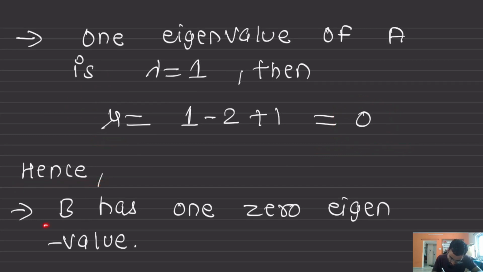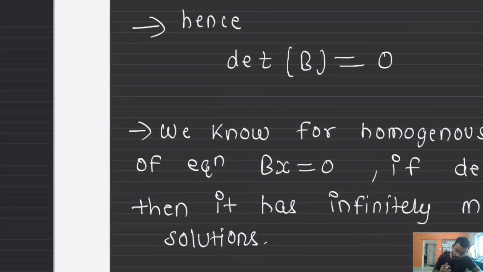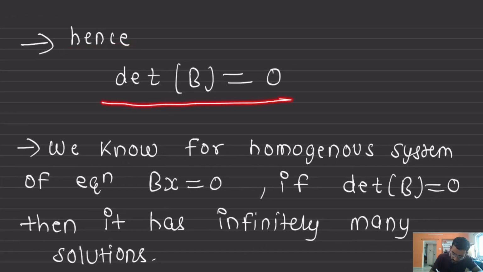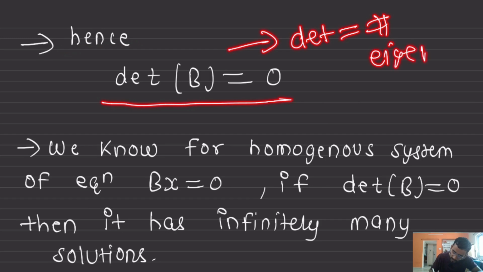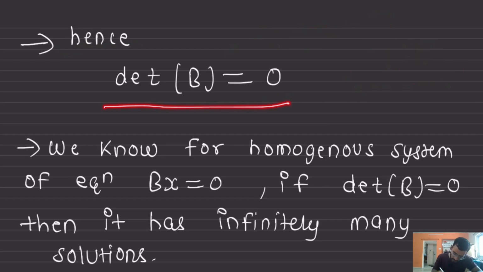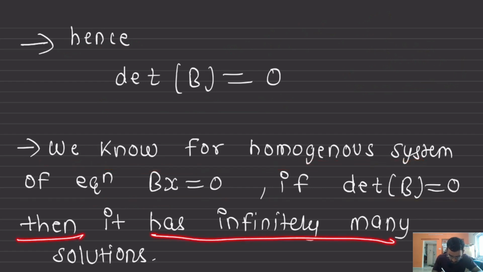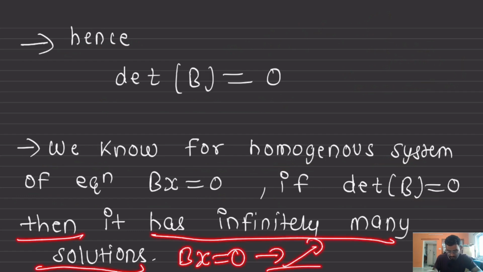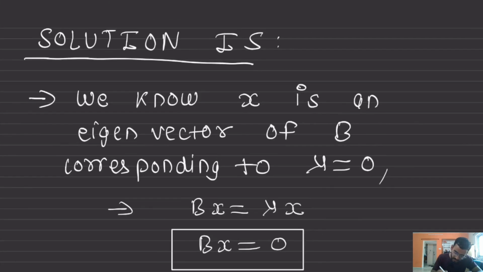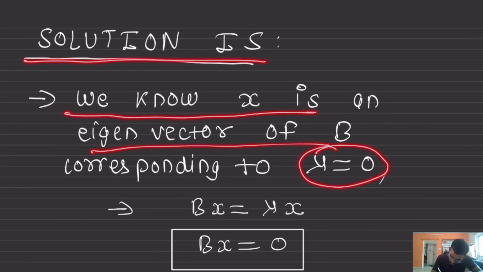It means the matrix B has a 0 eigenvalue. Hence the determinant of B is equal to 0, because the determinant is nothing but the product of eigenvalues. If one eigenvalue is 0, then the determinant of B is 0. And we know that for the homogeneous system of equations Bx equal to 0, if the determinant of B is 0, then it has infinitely many solutions. If we want to know the solution, we know x is an eigenvector of B corresponding to eigenvalue 0, and this is the eigenvalue equation. If we put mu equal to 0, then we get Bx equal to 0.